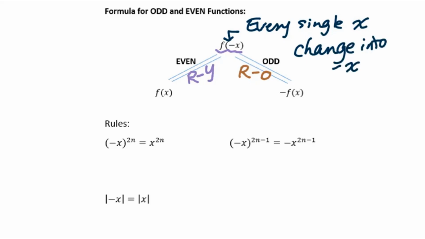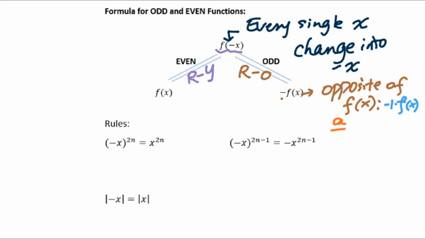What's the meaning of negative f of x? That's the opposite of f of x. In other words, you could say that means negative 1 times f of x. For a fraction, the opposite of a fraction like a over b will be negative a over b. In other words, only your numerator changes the sign, your denominator stays the same for a fraction.